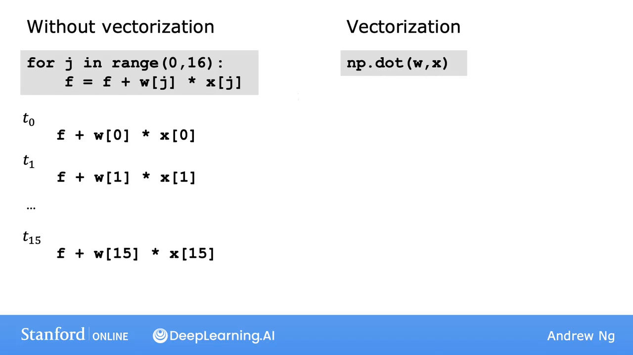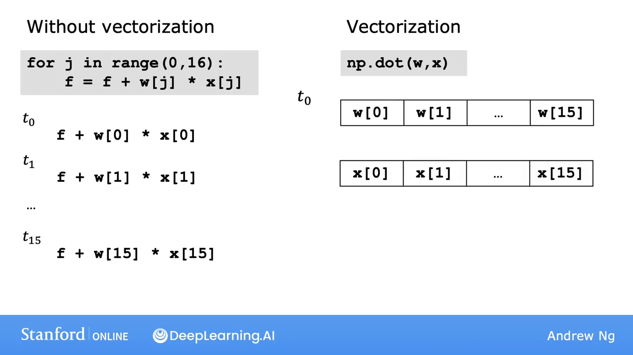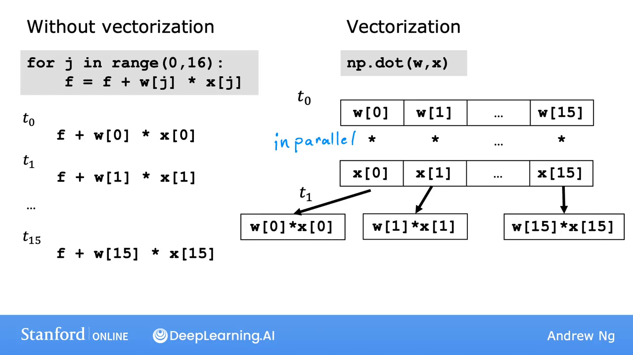In contrast, this function in NumPy is implemented in the computer hardware with vectorization. So the computer can get all values of the vectors w and x, and in a single step, it multiplies each pair of w and x with each other all at the same time in parallel. Then after that, the computer takes these 16 numbers and uses specialized hardware to add them all together very efficiently, rather than needing to carry out distinct additions one after another to add up these 16 numbers. This means that code with vectorization can perform calculations in much less time than code without vectorization.